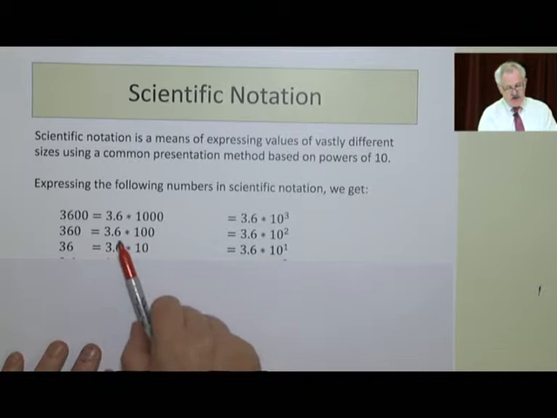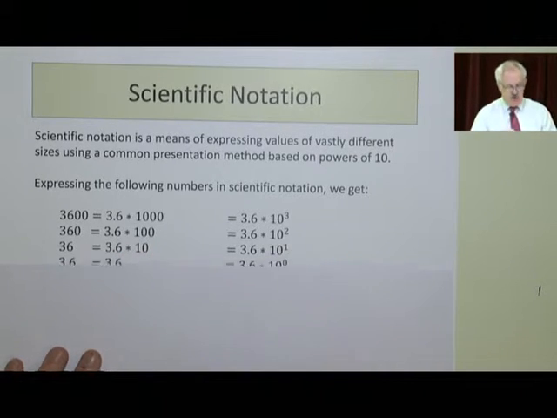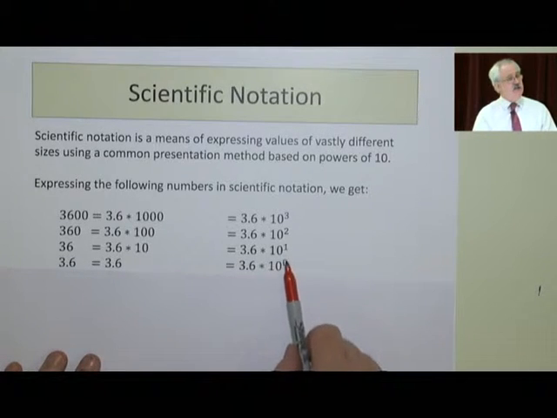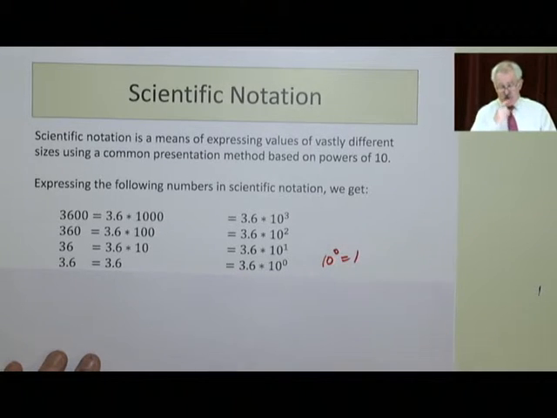36 divided by 10 gives you 3.6, multiplied by 10, 10 is also called 10 to the power of 1. 3.6 is 3.6, or 10 to the power of 0, because anything to the power of 0 is just 1.